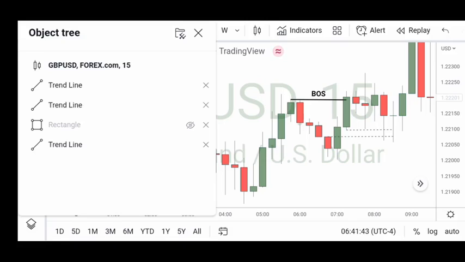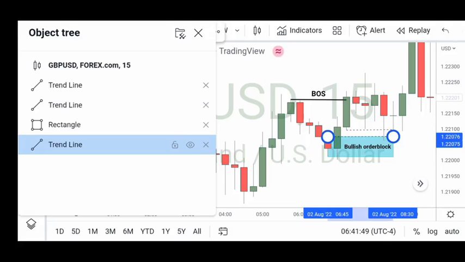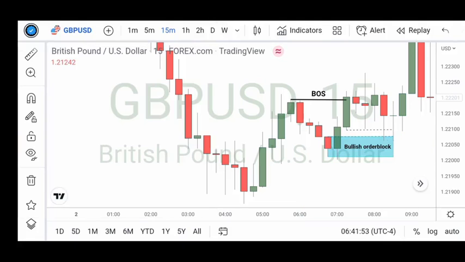We have a break of structure, and that is our fair value gap. We have a fair value gap. The last bearish candle before we broke structure is our bullish order block.